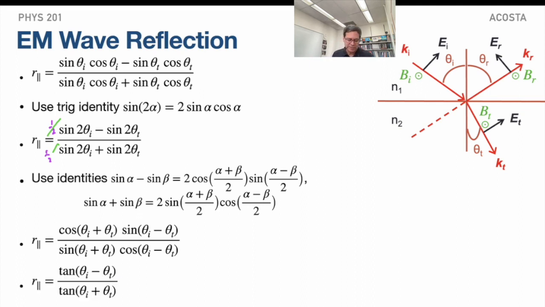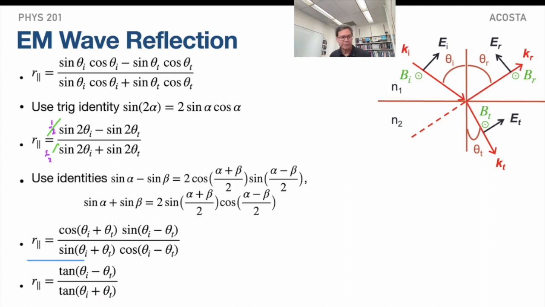And if we look at this, I see that I have sine of theta I minus theta t over cosine of theta I minus theta t. That's sine over cosine, which is just the definition of the tangent of theta I minus theta t. And over here in the denominator for r parallel I have sine of theta I plus theta t divided by cosine of theta I plus theta t. So that's a tangent in the denominator, tangent of theta I plus theta t.